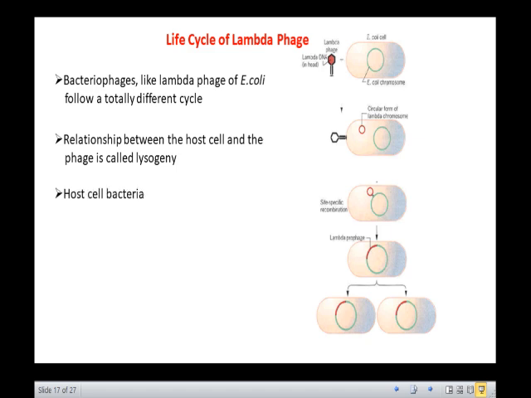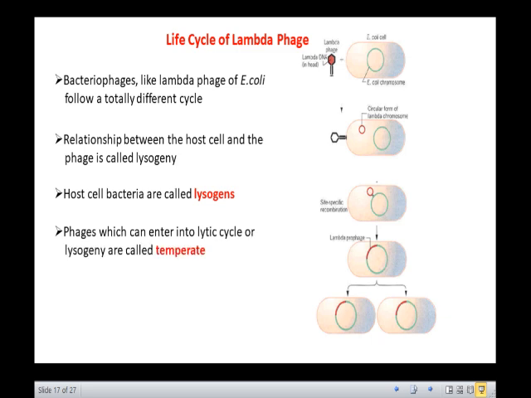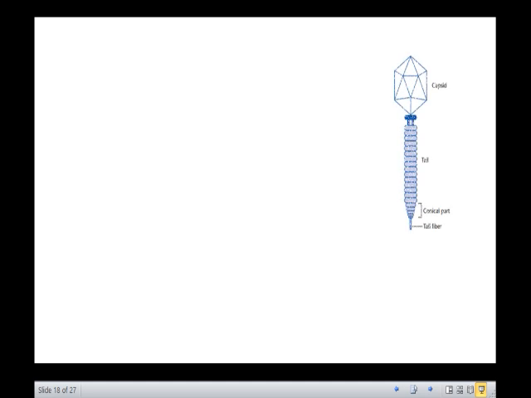Such host cell bacteria are called lysogens, and the phages which can enter into lytic cycle or lysogeny are called temperate phages. The phage genome, when integrated in the host genome, is called a prophage. Lambda phage is a common phage which can get into lysogeny with its host cell, the K12 strain of E. coli. Hence, we will study lysogeny with reference to lambda phage.